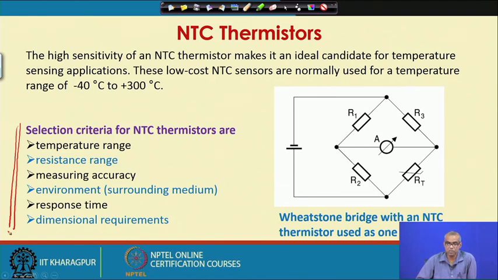So, the change in resistance of NTC can be measured as usual by a Wheatstone bridge principle. So, here the NTC thermistor is used as one leg of the Wheatstone bridge.